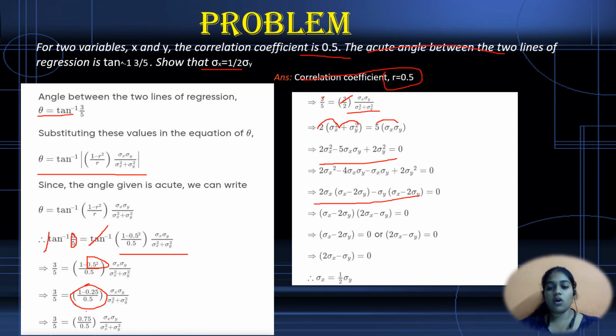So taking the common factors, (sigma x minus 2 sigma y) into (sigma x minus sigma y) is equal to 0. So the final value we derive after solving is sigma x is equal to 1 by 2 sigma y.